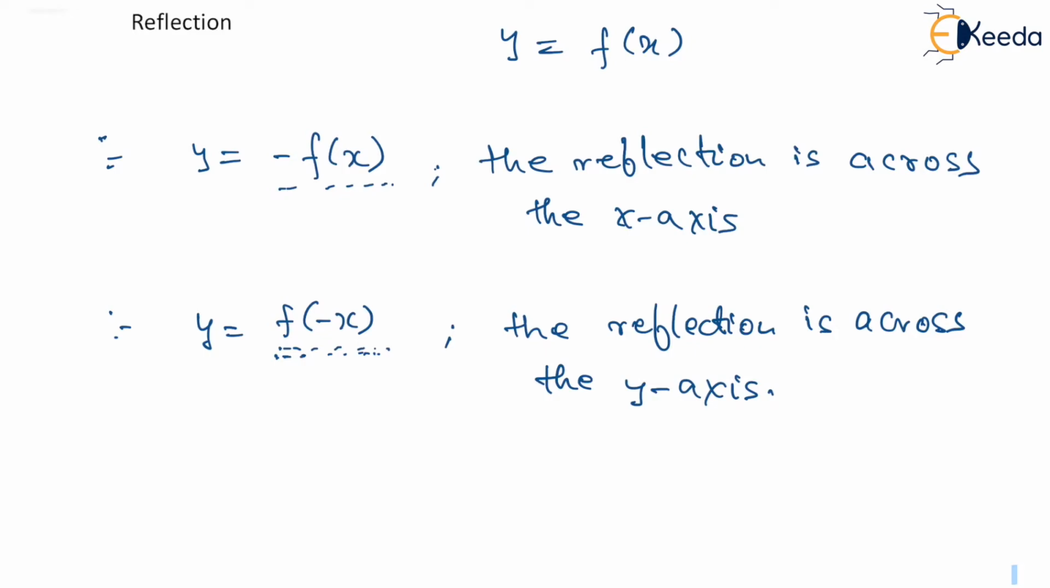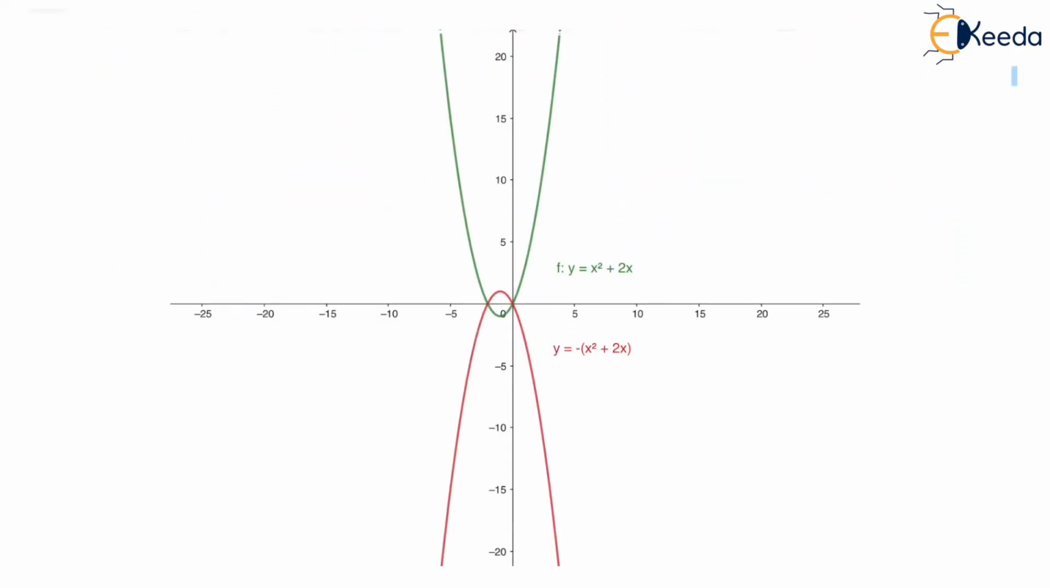Let us try to understand with the help of a graph. In this case, we started with the graph y equal to x square plus 2x, but then we have changed to y equal to minus of f of x. So it becomes y equal to minus of x square plus 2x. And in that case, the graph actually gets reflected about the x-axis as discussed. So the initial graph was this one, but now the graph has shifted and it is a reflection about the x-axis in this case.